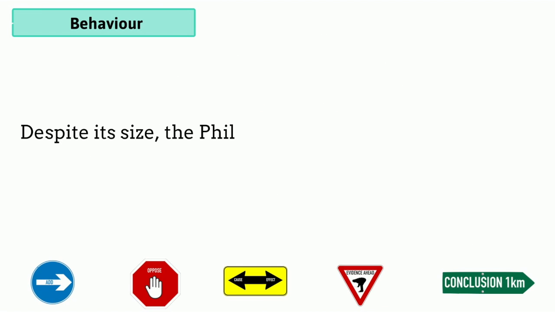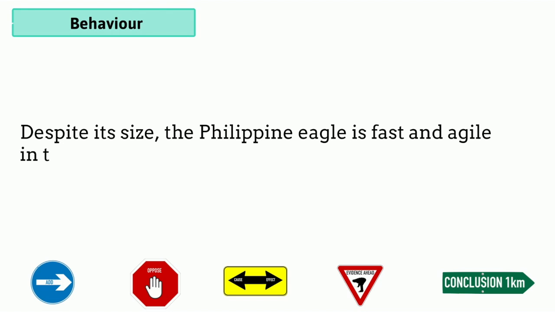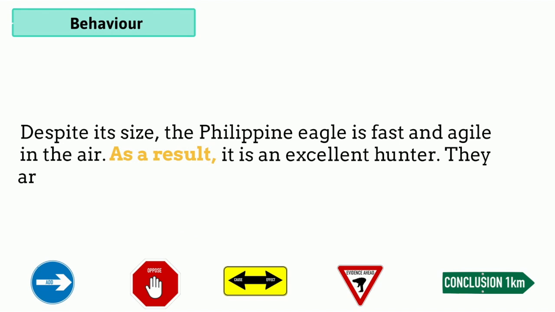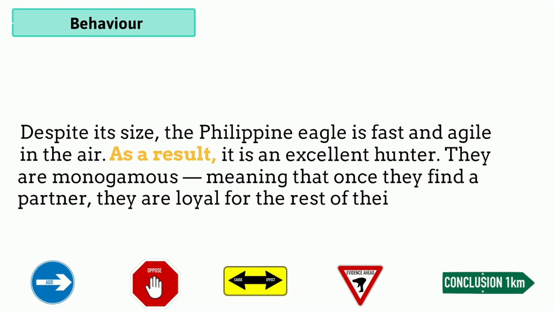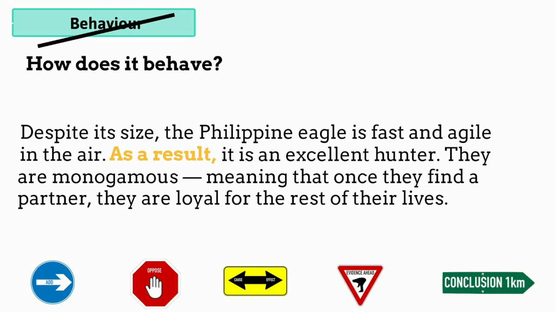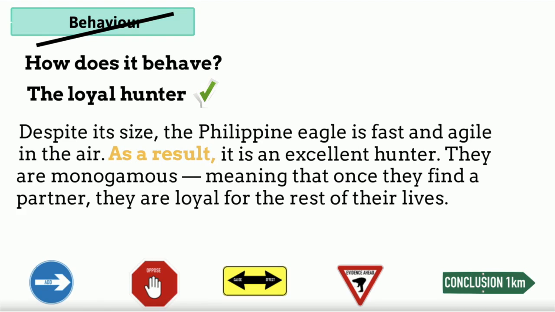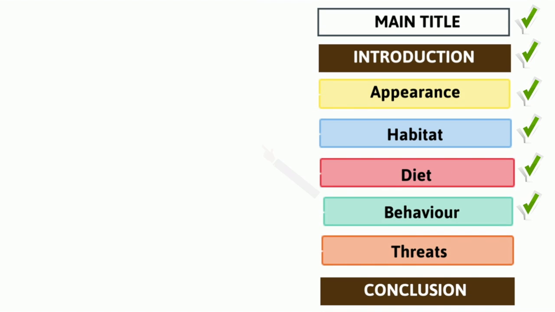Despite its size, the Philippine eagle is fast and agile in the air. Cause and effect connector. As a result, it is an excellent hunter. They are monogamous, meaning that once they find a partner, they are loyal for the rest of their lives. My subheading could be, how does it behave? Or, the loyal hunter. I think I like that one. We're nearly there.